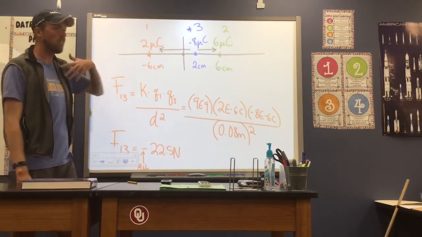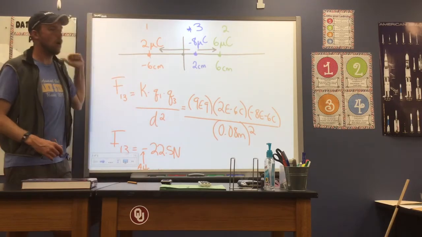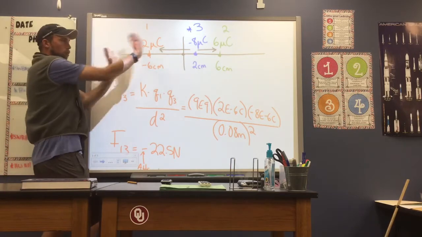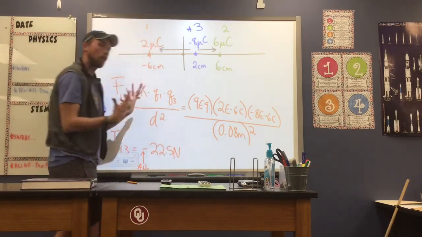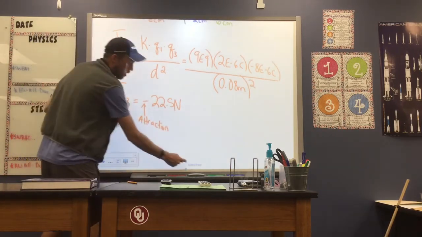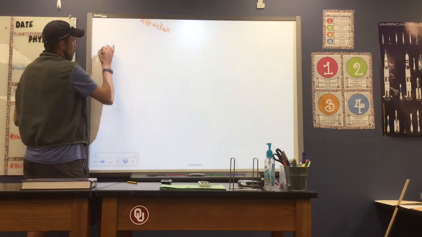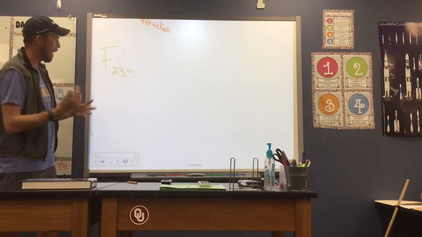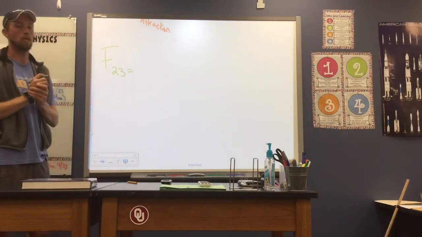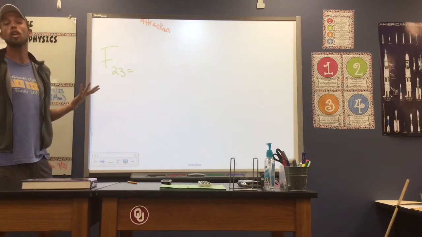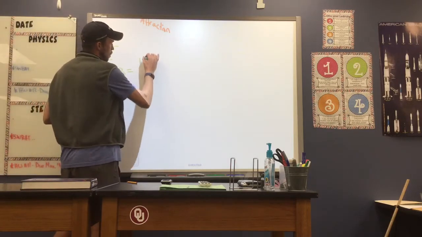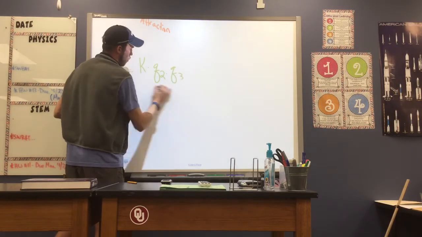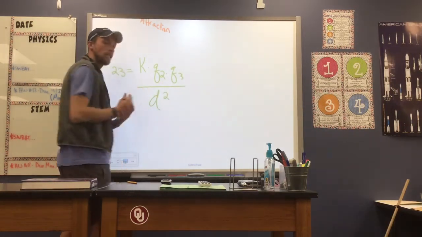And what we're going to do next is really just the same thing, except we're going to figure out what amount of force charge 2 pulls on charge 3 with. We know what charge 1 is doing. Now we want to look at what charge 2 is doing as well. So I'm going to say that this is the force from 2 on 3. And it's the same equation, K, but now rather than Q1 and Q3, we're looking at Q2 and Q3. So it's still K, Q2 and Q3 divided by D squared.